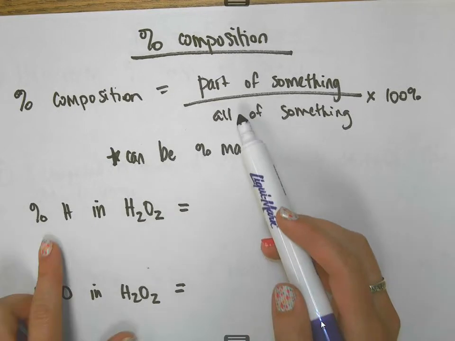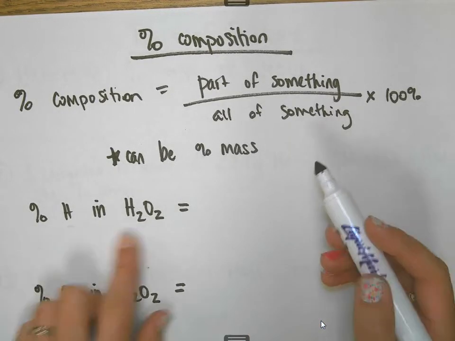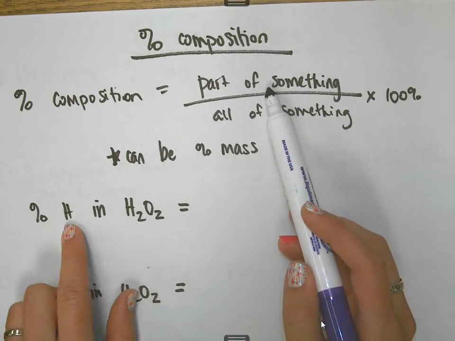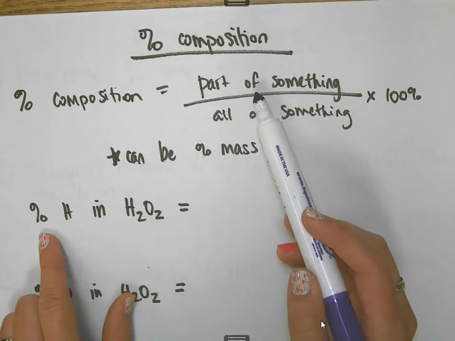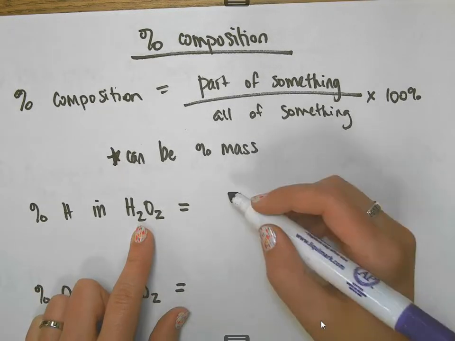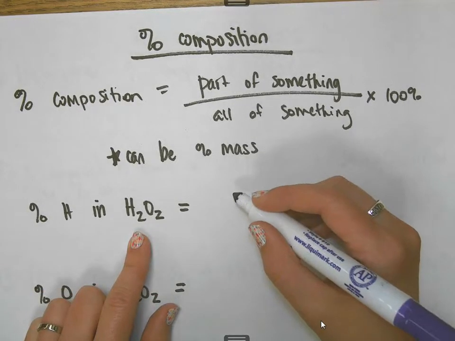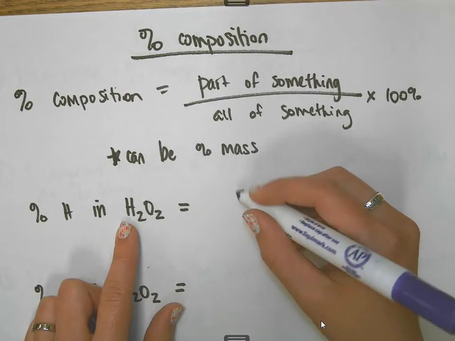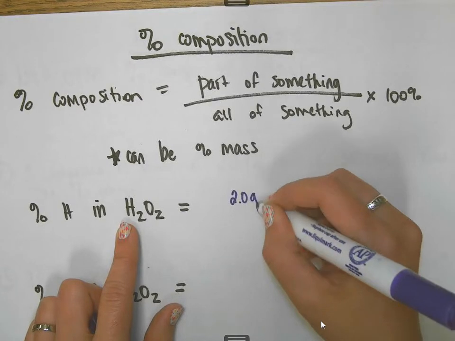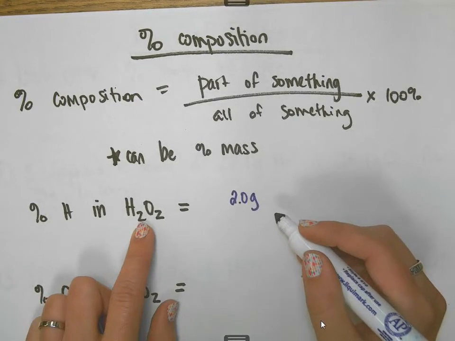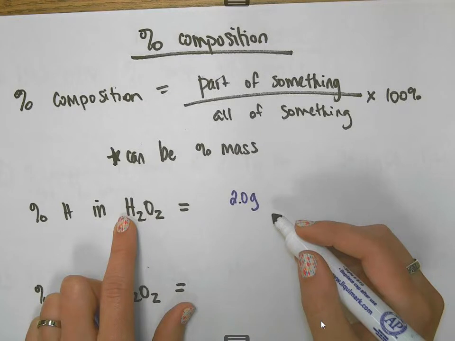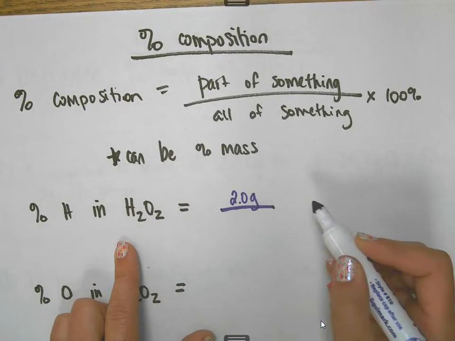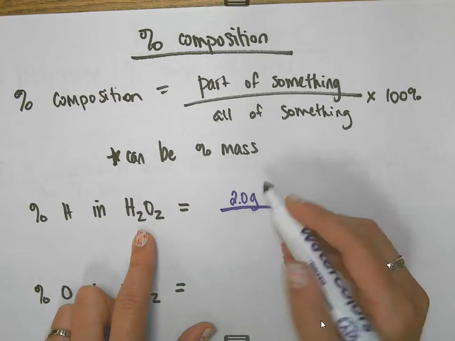So if we are asked to find the percent hydrogen in H2O2, you need to find the part of something. The part of something is the H, what it's asking about, the percentage of hydrogen. We're going to use the mass of hydrogen, and we're going to do this like we've done the molar mass problems in class. The molar mass of hydrogen is going to be 2.0 grams because I have two hydrogens and each one has a mass of 1.0. So if I have a compound of this, 2 grams of it will be made up from hydrogen.